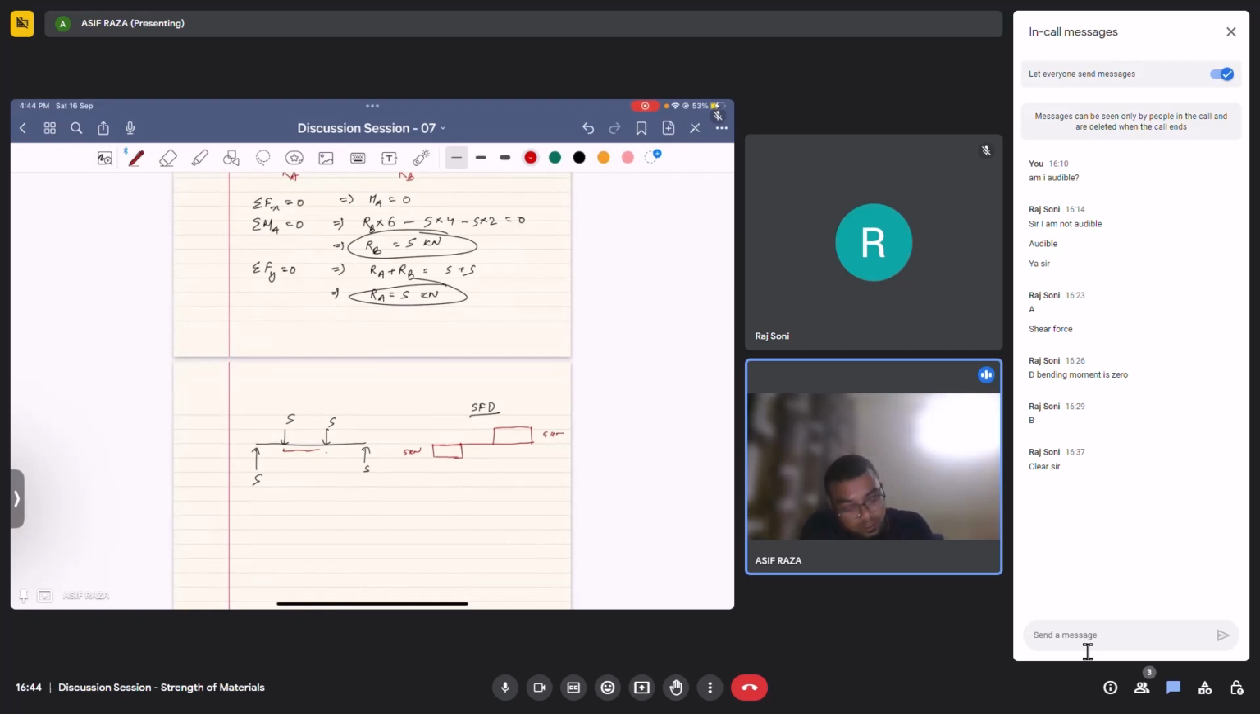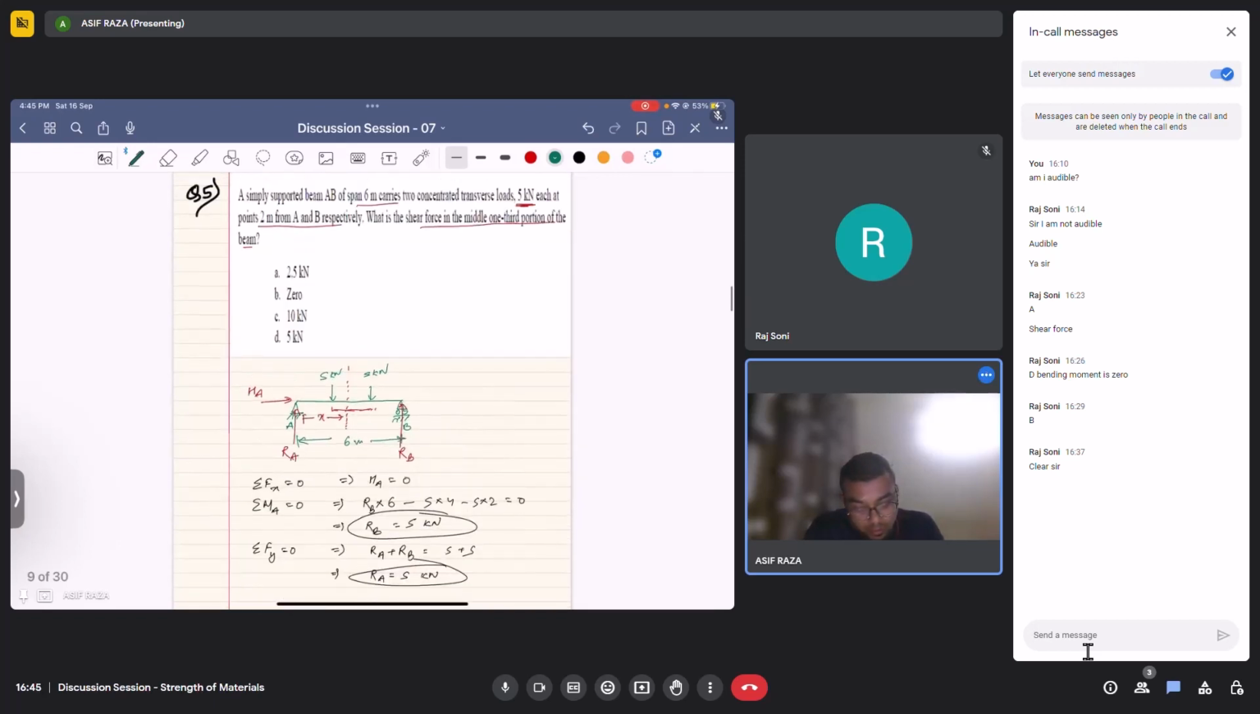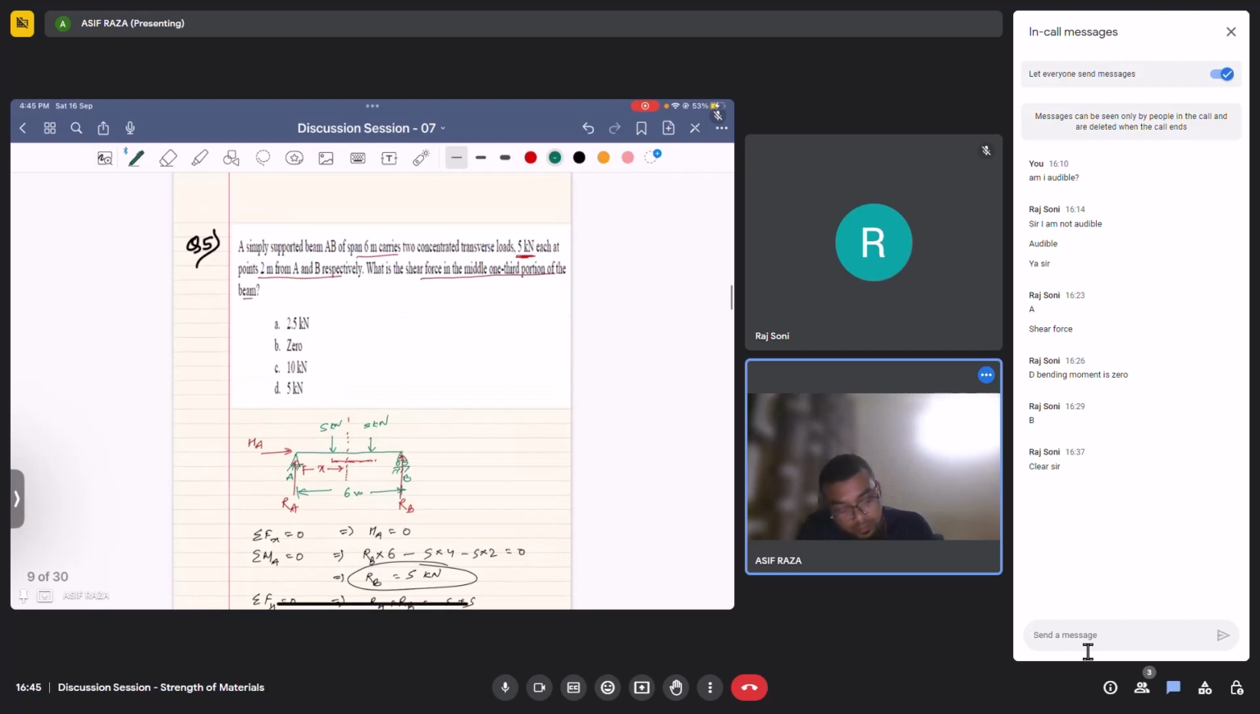So if you see now, the question is asking about the middle one third portion, where the shear force is equal to 0. So the correct answer would be option B. It's 0.